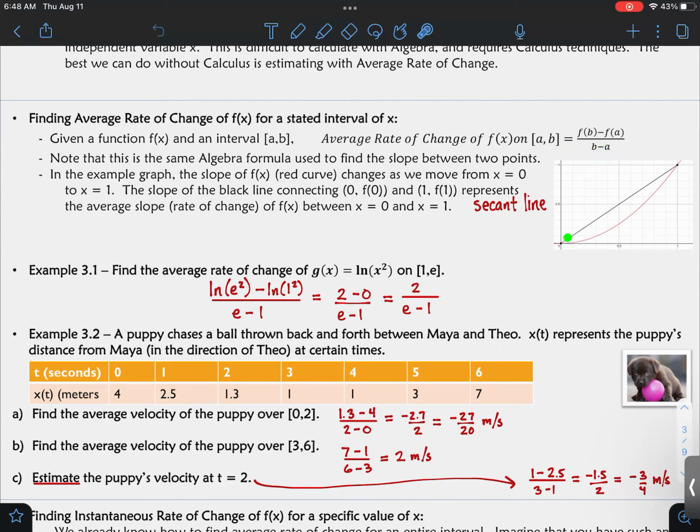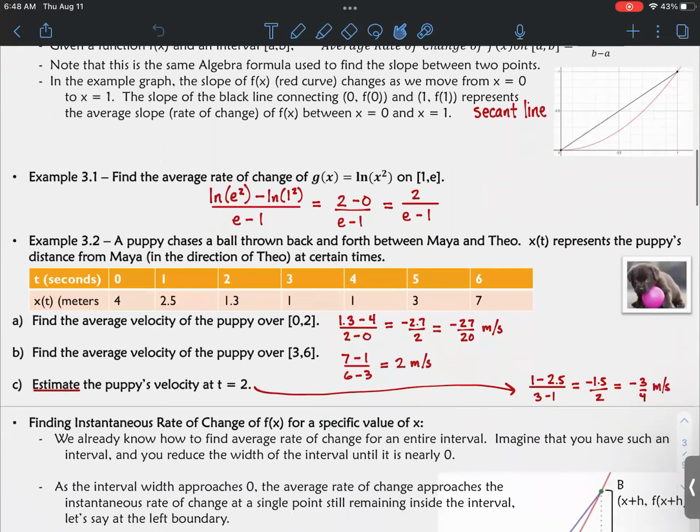Graphically, I'm looking at this red curve here. There are 2 points identified at the left and right on that red curve. If I want to find the average rate of change, or the average slope, between those points, first of all, I recognize that the slope on the actual red curve is changing as you move, but the average slope between those points is the slope of a line that directly connects those 2 points. It's called a secant line.